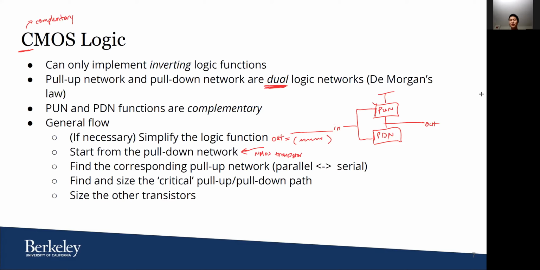And the way you do this is you first size the so-called critical path, which means the path through the maximum number of transistors in either the pull-down or the pull-up network. And then after you find the size of those transistors, you can find the size of the other transistors that may be in parallel with the critical path. We'll go into some examples for how to do this through the rest of this discussion.